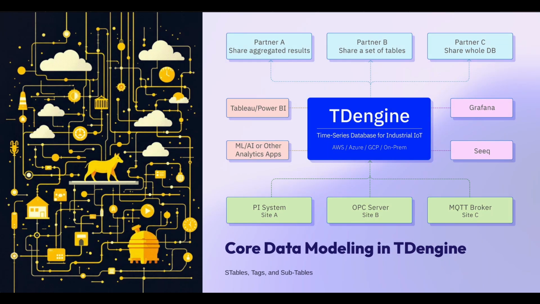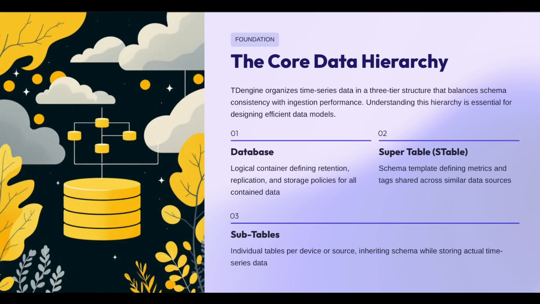Back with another TDengine video, and today we're going to be talking about the core data modeling within TDengine. TDengine's real power comes from how you model data, and in this video we'll break down how the building blocks work: databases, supertables, subtables, tags, and metrics, and how they cover your best practices so your schema stays fast, scalable, and maintainable. So let's talk about the core data hierarchy.